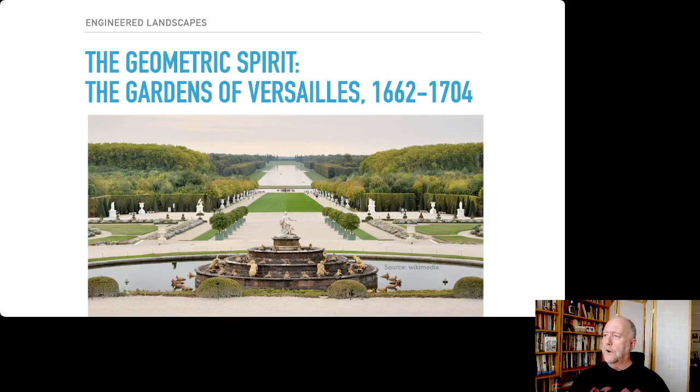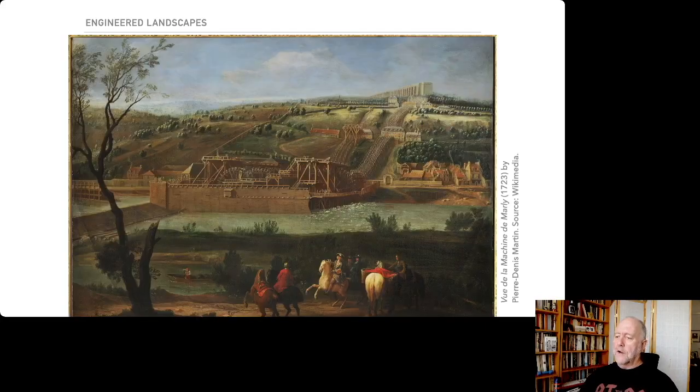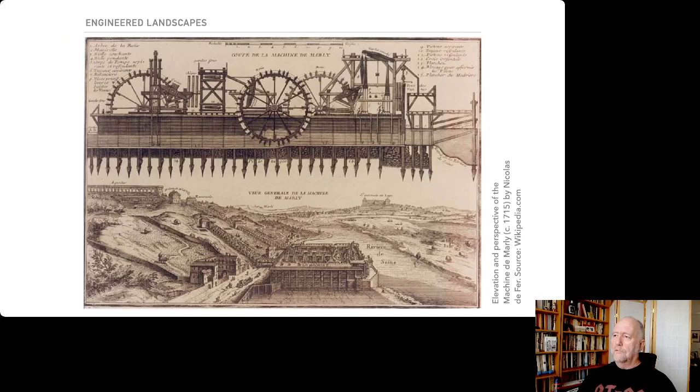You can see at least one of the fountains there. Now, this is a very geometric view. Everything is symmetrical and balanced, and the grasses are symmetrical and balanced. It's a very artificial view, which is supposed to represent the geometric spirit, that which motivates the Enlightened age.